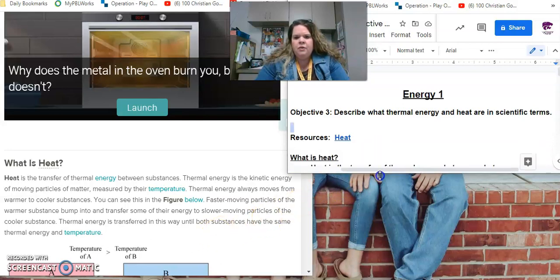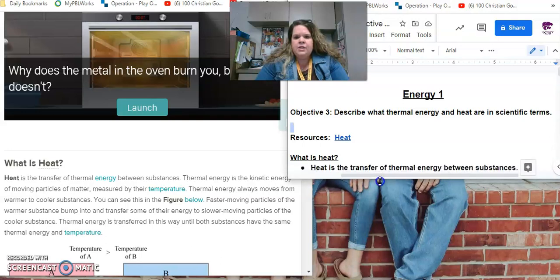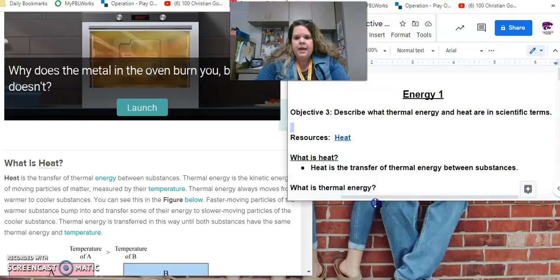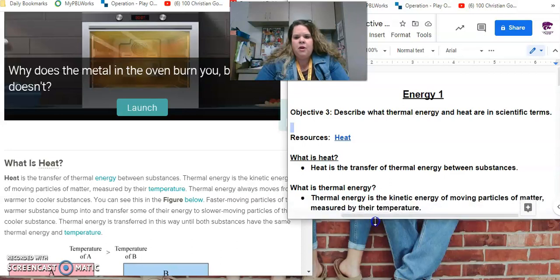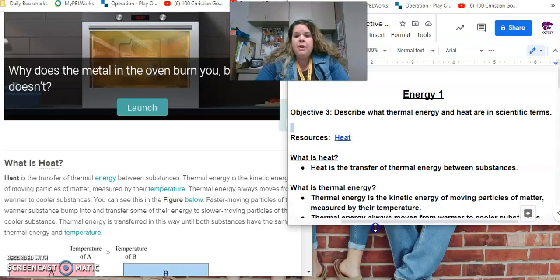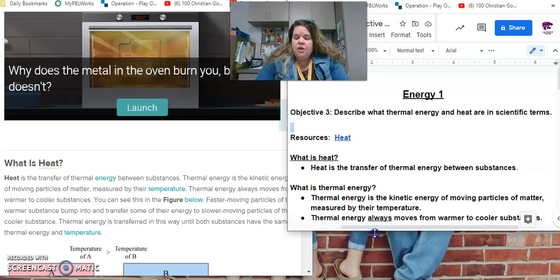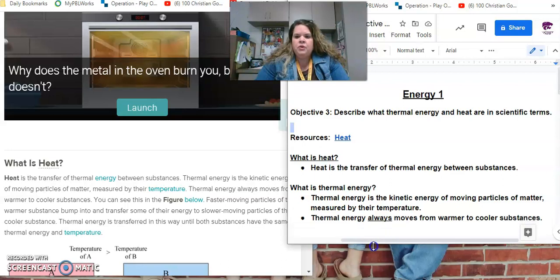Okay, so for our notes, we're going to write, what is heat? Heat is the transfer of thermal energy between substances. And then what is thermal energy? Thermal energy is the kinetic energy of moving particles of matter measured by their temperature. Thermal energy always moves from warmer to cooler substances. Now remember, kiddos, you can stop the video at any time.